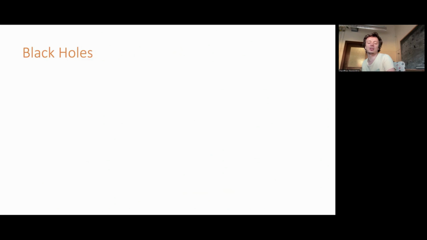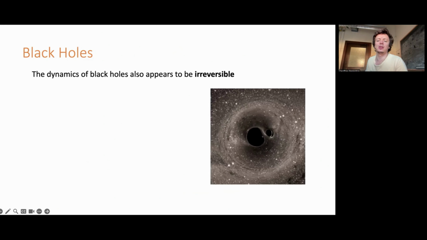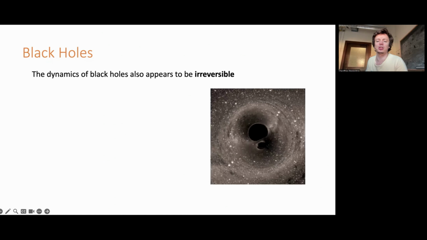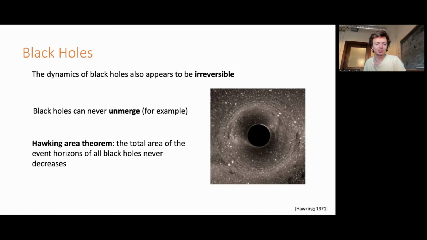Okay, so what does this have to do with black holes? Well, the dynamics of black holes also turn out to be irreversible. So this is a simulation of two black holes orbiting each other and then merging into one. And there's a general statement that this can never happen in reverse. So black holes can merge together, but they can never unmerge. A black hole can't spontaneously emit a smaller black hole.